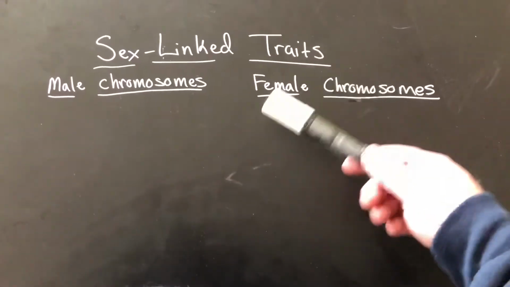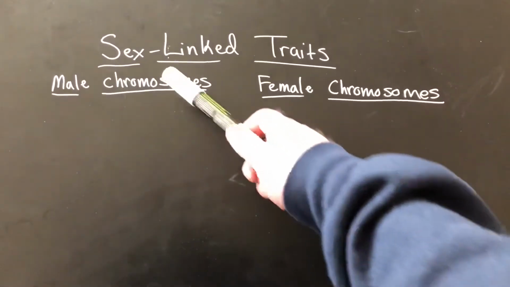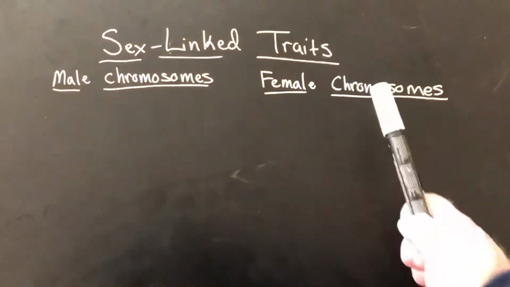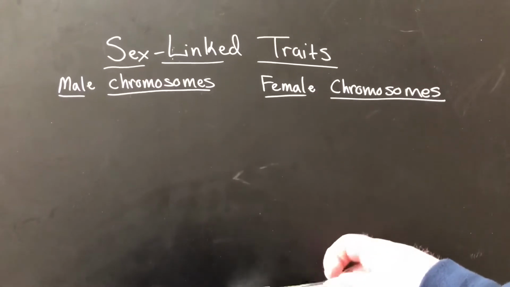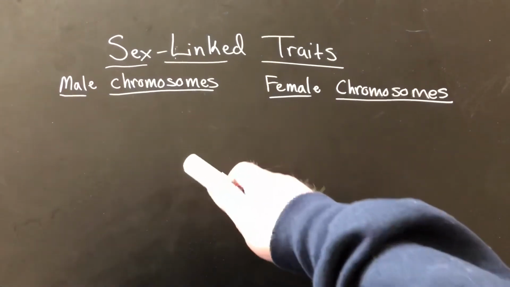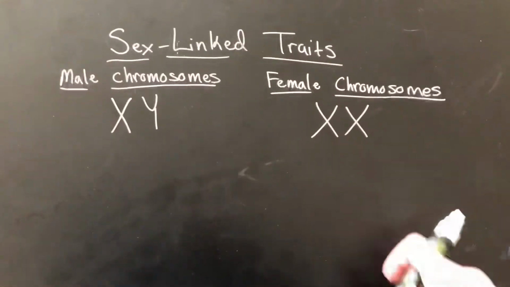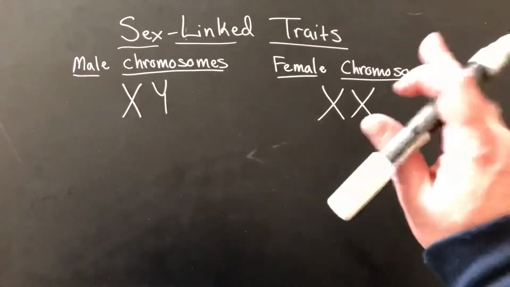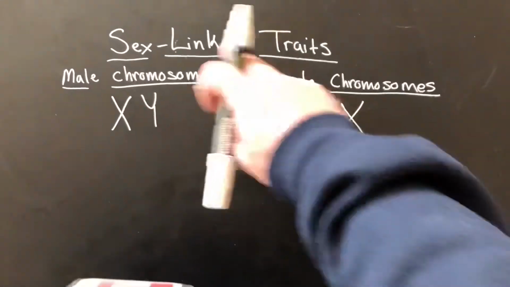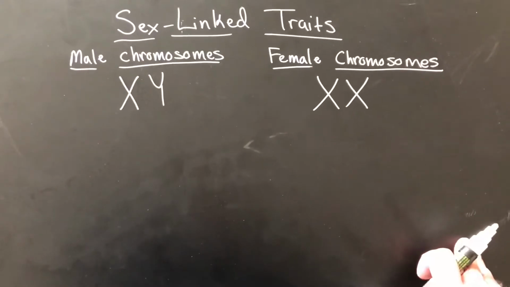Now, we know traits can be found on the chromosomes, okay? But we need to figure out what the male and female chromosomes are. So, if you remember, the male is XY and the female is XX. You see how it's written there. Male XY, female XX. You need to have that memorized in order to understand the sex-linked traits when you deal with passing on of traits.